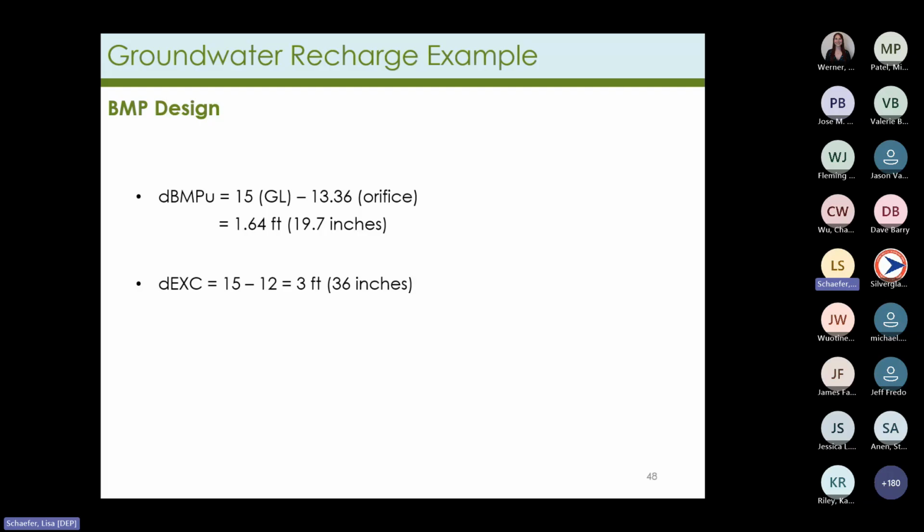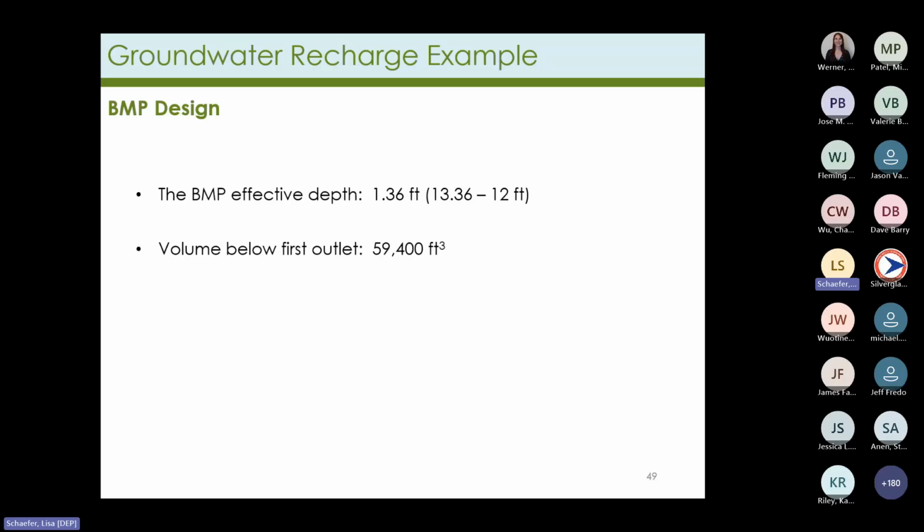The dEXC for this BMP, since it has an unvegetated bottom, is the distance from the vegetated ground level to the bottom of the BMP. So that's 15 minus 12 feet, so our answer is 3 feet.